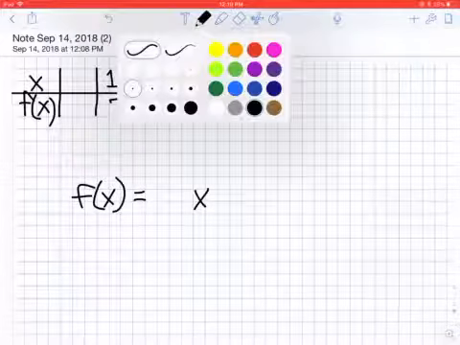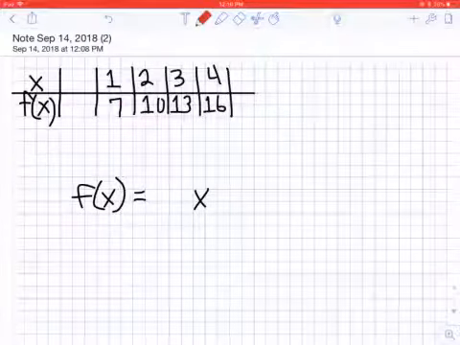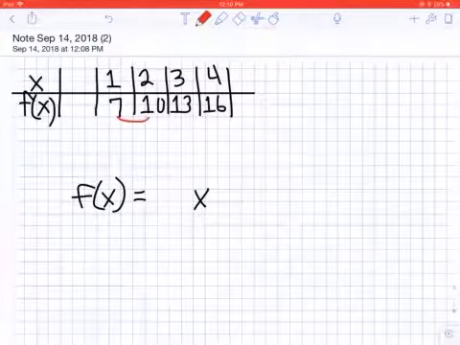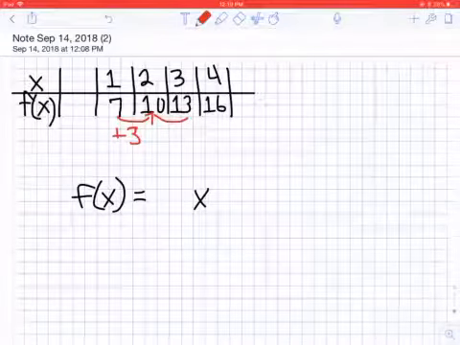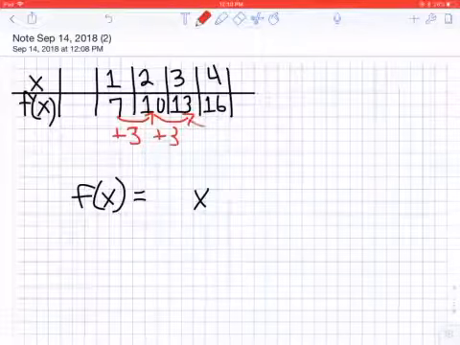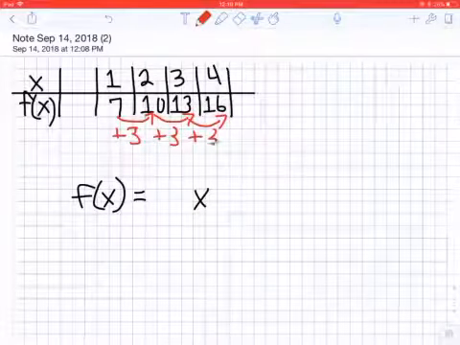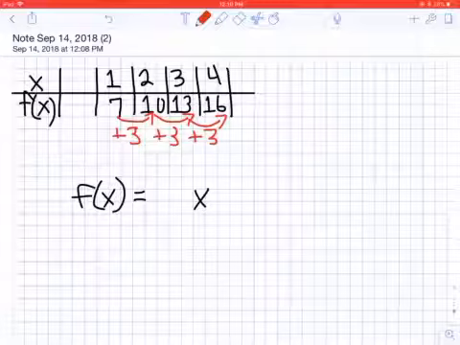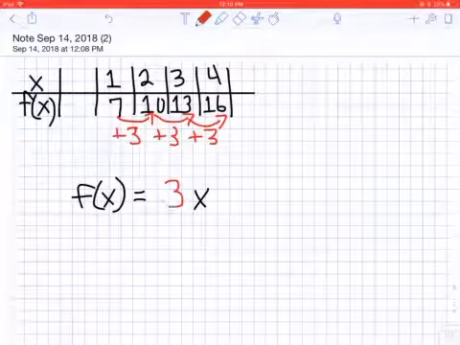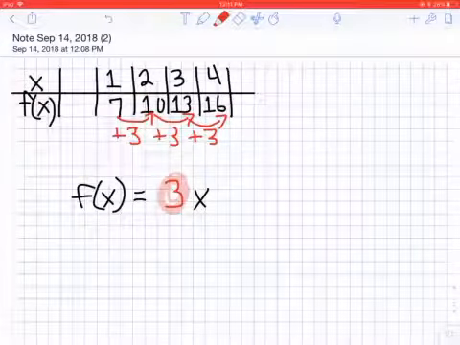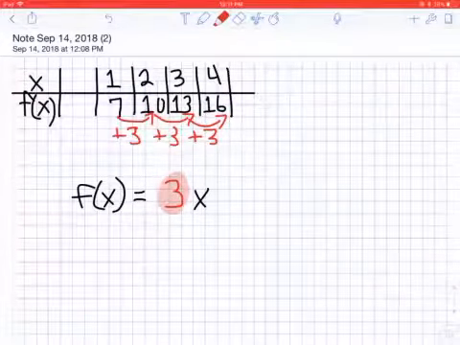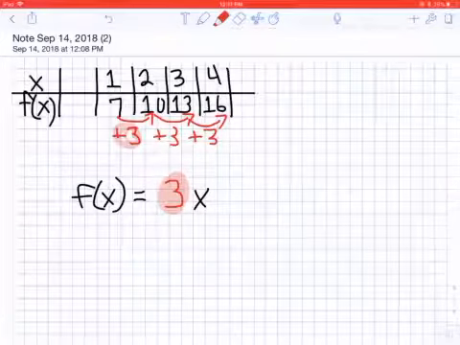Now, the key is, let's look for how we get from one output to another. To get from 7 to 10, I'm going up by addition, plus 3. Next one, plus 3. Next one, plus 3. We've got a pattern going on. This constant rate of increase is plus 3, so right in front of my x, I'm going to put 3, because that is my constant rate of change. If it were negative, it would be negative 3, but we're going up, so I'm going to make it plus 3.